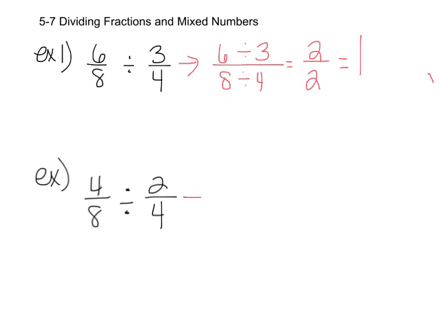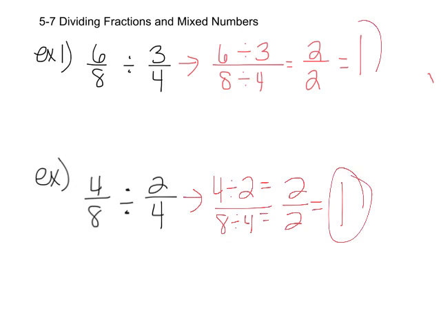For our second example, we can follow the same way. 2 and 4 are both factors of 4 and 8. So 4 divided by 2 equals 2, and 8 divided by 4 equals 2. So I'm going to get the answer of 1.